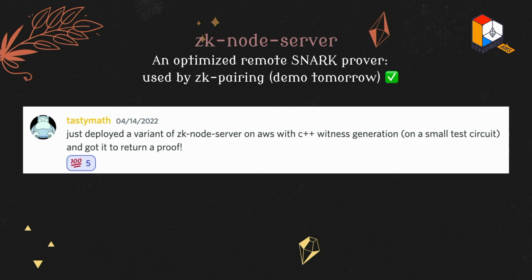The solution to that is using a remote snark prover for now. We ended up writing this really neat ZK node server, as we called it, which has a queue and does resource management and all these things neatly, and is just a package. In fact, the ZK pairing team, which we'll demo tomorrow, is using a fork of this node server, which is super cool.